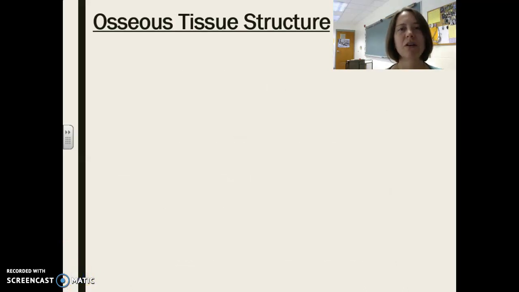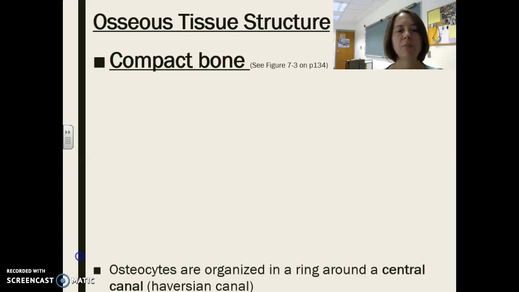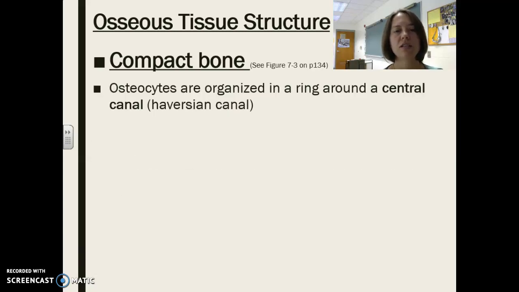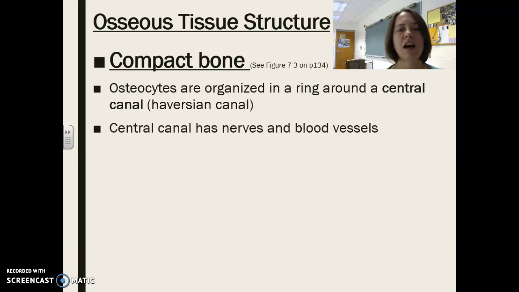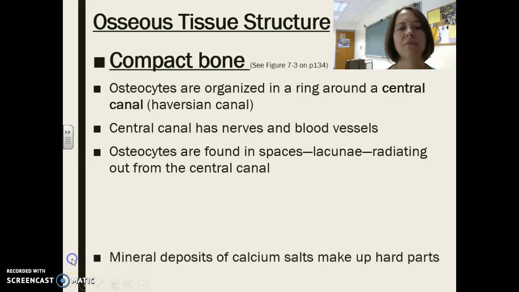We're going to delve a little deeper into osseous tissue structure, or the structure of bone tissue. So let's start out with compact bone. And if you would like to reference page 134, figure 7.3, that could be helpful. So osteocytes are organized in a ring around a central canal, also known as a Haversian canal. And remember, osteocytes are the bone cells. The central canal has nerves and blood vessels running through it. And the osteocytes are found in spaces, or lacunae, radiating out from the central canal.